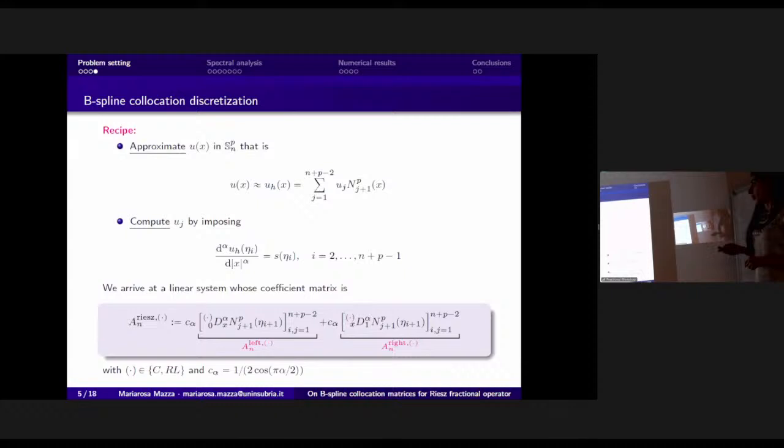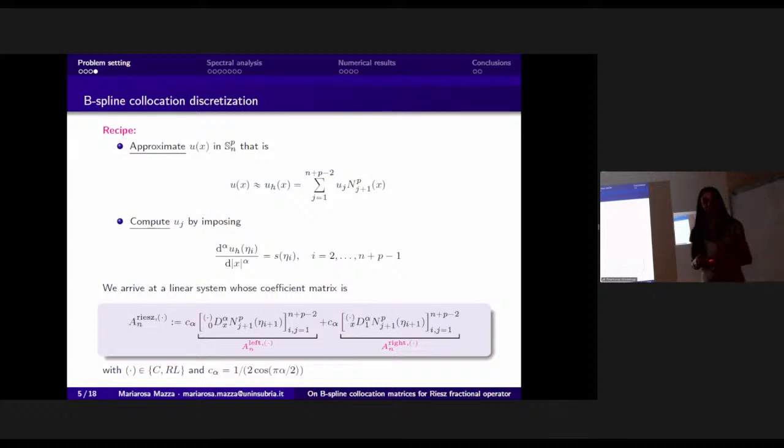Okay, so collocating by B-splines means that we want to approximate the solution u in our space S_{n,p}, write it in this form, and then compute the u_j by imposing the collocation conditions in this way.